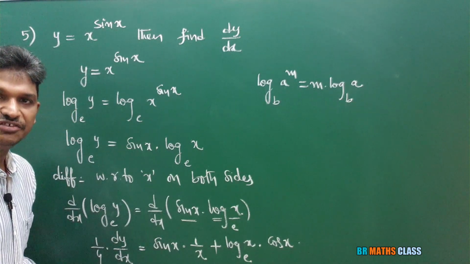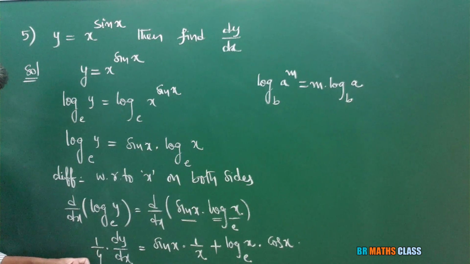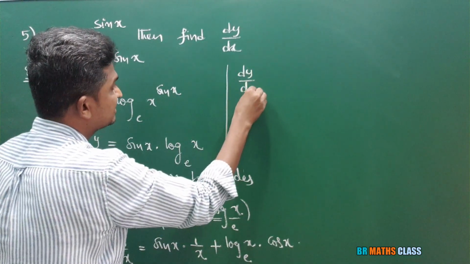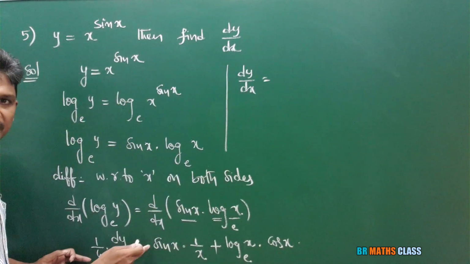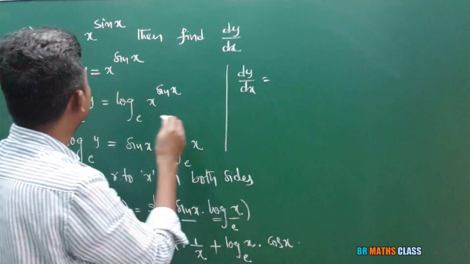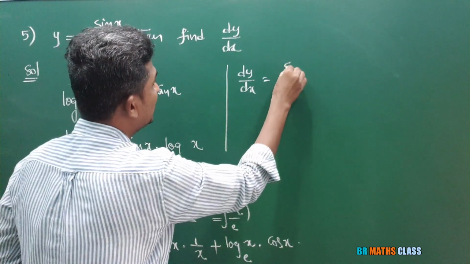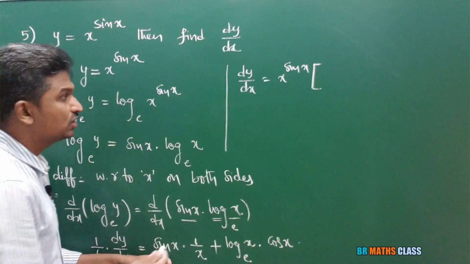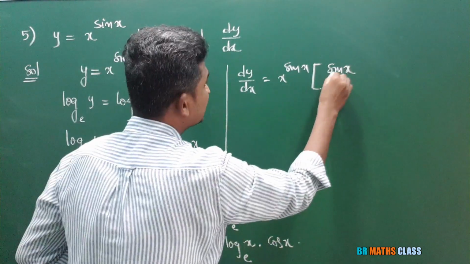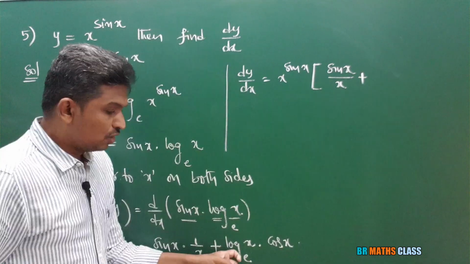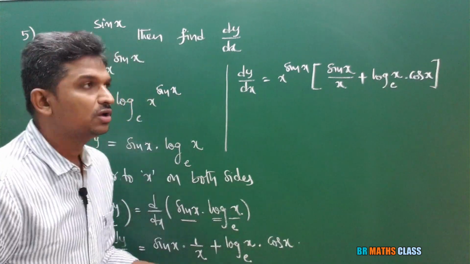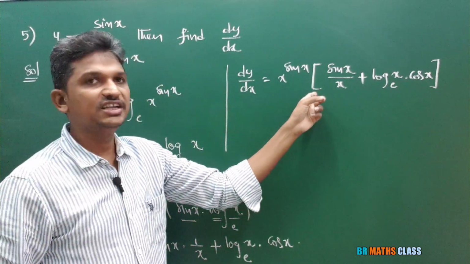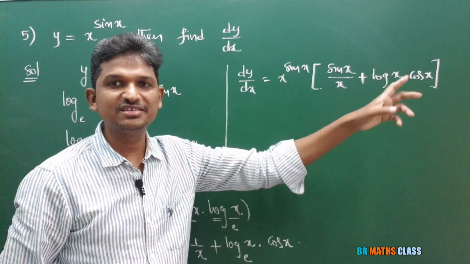What I need is dy by dx. See here, 1 by y is there. This y I will take to the right hand side. So dy by dx equals y, and what is y? y is x power sin x, into, what you got here: sin x into 1 by x, which is sin x divided by x, plus log x base e into cos x. So if y equals x power sin x, then dy by dx is x power sin x into sin x divided by x plus log x base e into cos x.